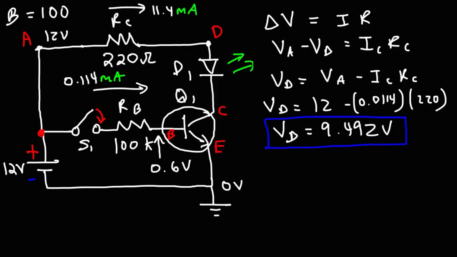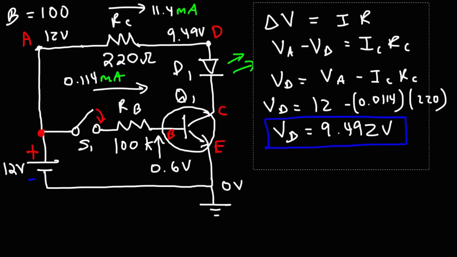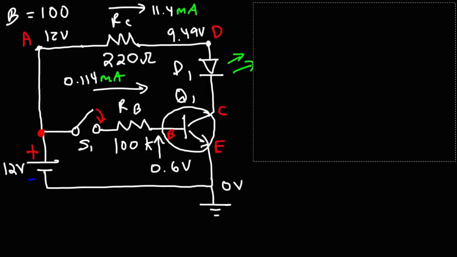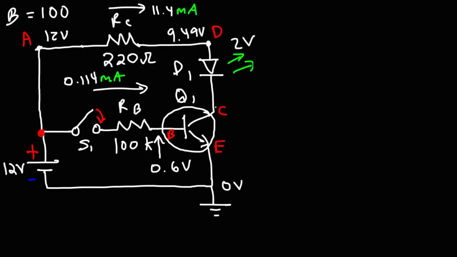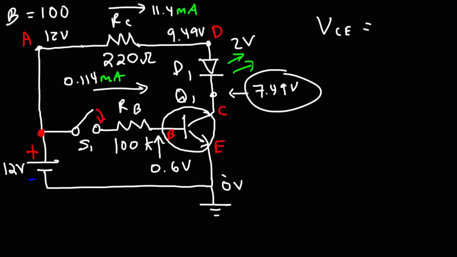Now that we have the potential at point D, we can now calculate the potential at point C. For this, we can get an estimate because we know the voltage drop of a typical green LED. For the most part, it's approximately 2 volts. It can vary. It can be 1.8 volts. It could be 2.2. But we're going to go with an estimate of 2 volts. So that means that the potential at C will be 7.49 volts approximately. And so VCE, which is the difference between these two, is going to be 7.49 volts as well.